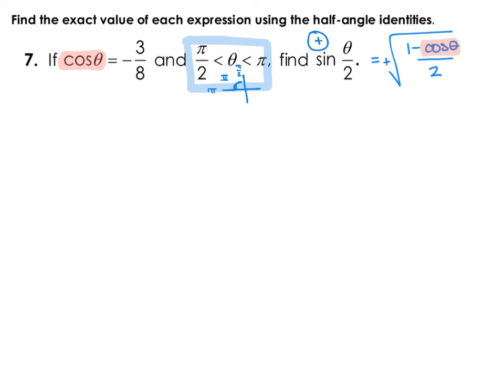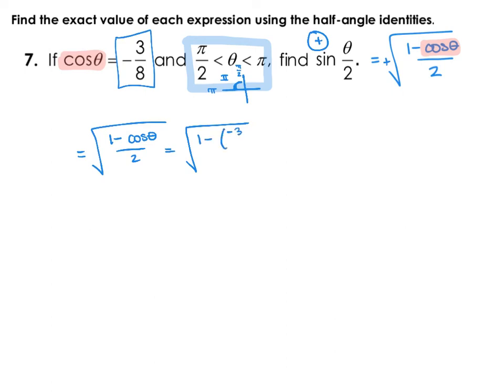So now we just have to plug it in. So I'm going to rewrite the equation just so we can find it again. So we've got the square root of (1 minus the cosine of theta) over 2. Now we're going to plug in the cosine of theta, which is this whole fraction, 1 minus negative 3 over 8, all over 2. I'm going to change this 1 to 8 over 8. Now, minus a negative is the same as plus a positive. So I have the square root of (8 plus 3) over 8, all over 2. I can simplify that, so I have the square root of 11 over 8, all over 2.